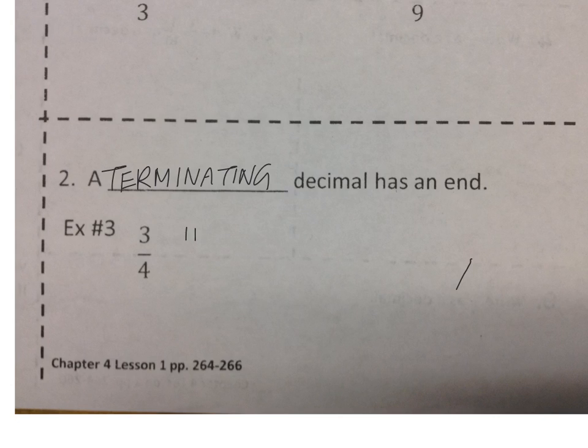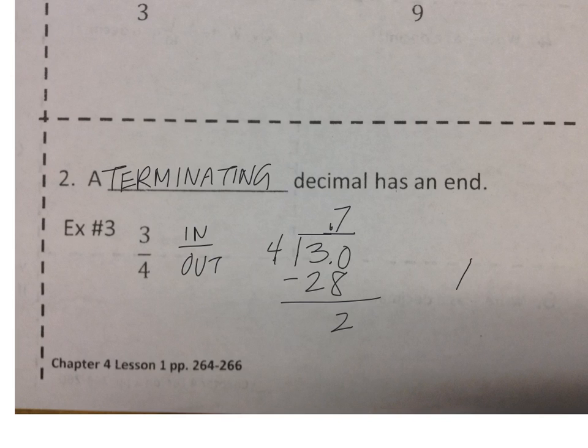Same thing here. I'm trying to turn it into a decimal, so I'm going to use the in over out. So in my division bar, the 3 is going to go on the inside, the 4 is going to go on the outside. Now 4 can't go into 3, but it can go into 30, so I move my decimal and the 0. 4 goes into 30 7 times. I have 28. I subtract that, I'm going to get a 2.